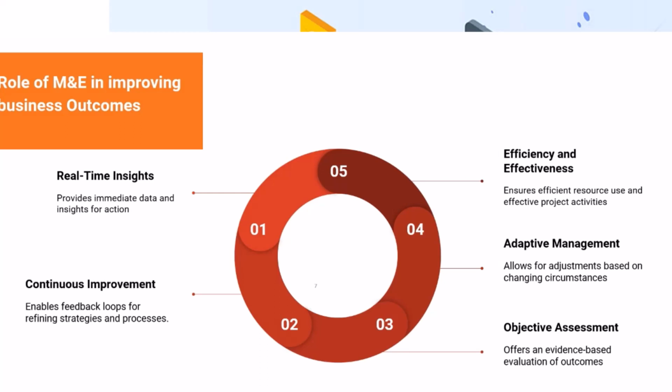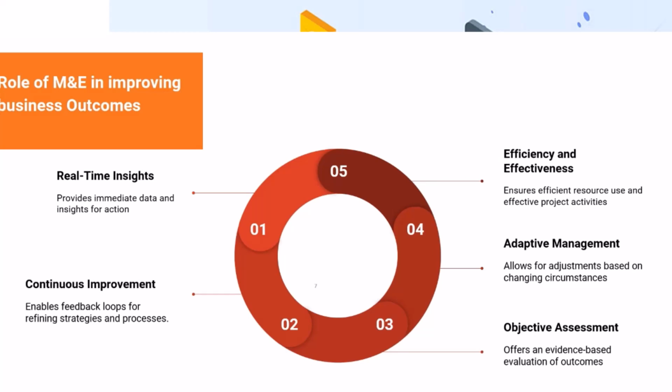Now, what are the roles of M&E in improving business outcome? So we talk about real-time insights. M&E provide real-time data and insight into project performance, allowing for immediate actions to address issues and seize opportunities. Some of these things are interwoven. It has been mentioned earlier, but it's because of the emphasis and importance of that. We should talk about continuous improvement. Regular measurement and evaluation exercise enable a feedback loop for continuous improvement.